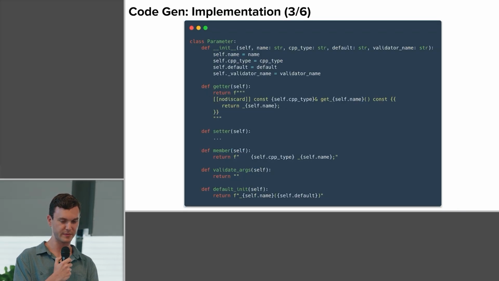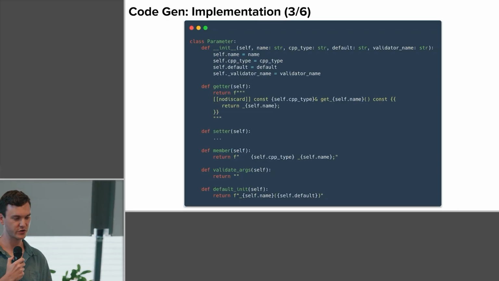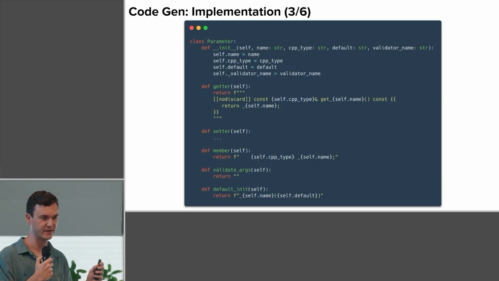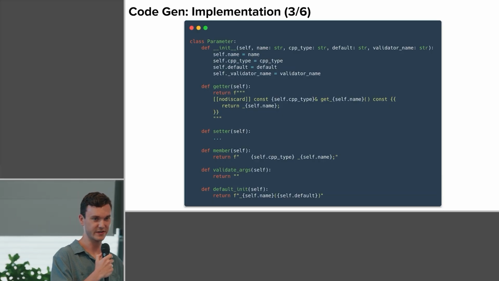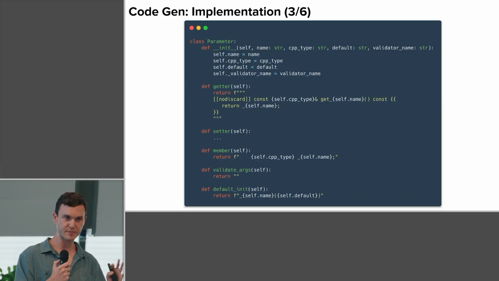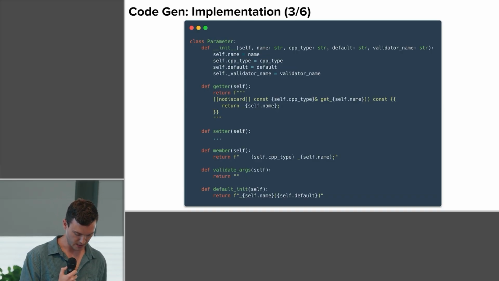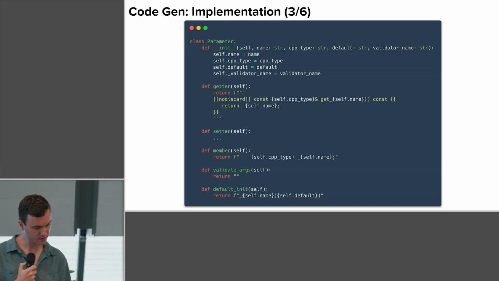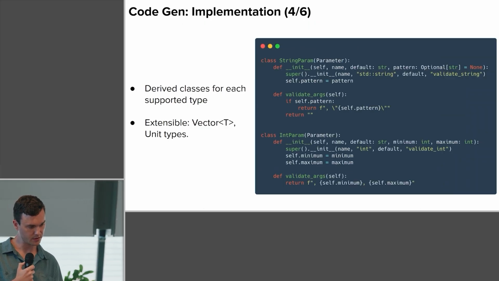Cool. Here's the implementation. I have this virtual parameter class. The idea here is that each of the config options ultimately conform to this one interface. And I can do all the type-specific stuff in a specialized instance of each of these things. So I'll show those here.